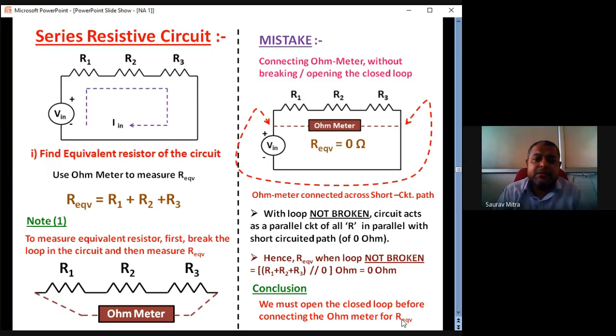And whatever I am telling you, this is applicable for all circuits. Don't think only this is applicable for experiment 1. So whenever you are doing experiment 2, 3, 4, wherever you are measuring equivalent resistance, there remove the connection, break the circuit connection loop, and then try to measure the resistance between those 2 points between which you are asked to measure the equivalent resistance.